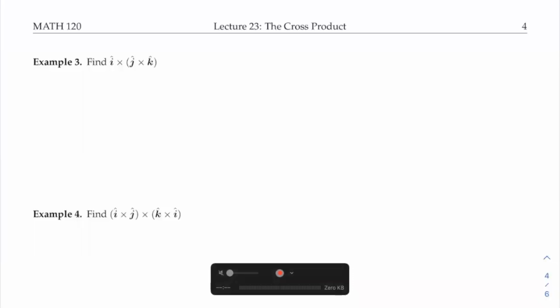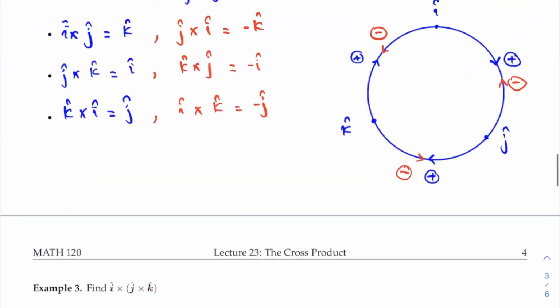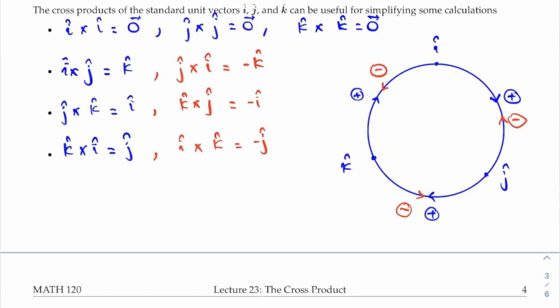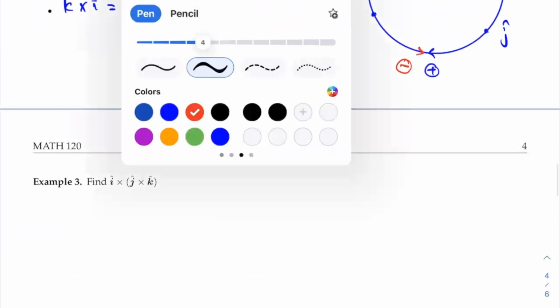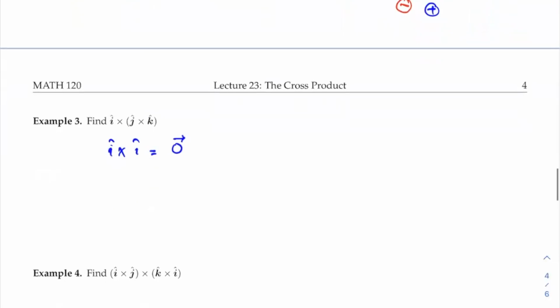So next we have example 3 and example 4. In these two examples, we're going to use the relationship between the unit vectors in the cross product to calculate the following statement. So you have i crosses with j crosses with k. So let's do j crosses with k first. Now you go back to here, you have j crosses with k equal to i. So i crosses with itself gives you a 0 vector. Okay, that's simple, right? Very straightforward.